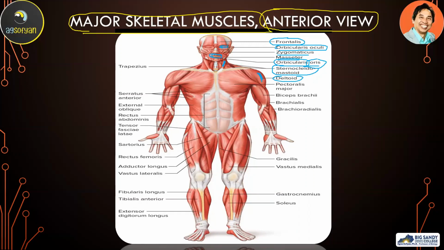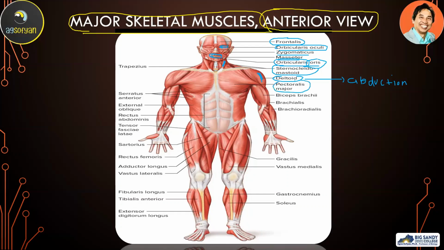Deltoid muscle, this is in the shoulder over here. And when we contract this muscle, what happens? Our arms will be lifted up. Okay, so this is abduction. Okay, so when you abduct your arm, it is actually using mostly the deltoid muscle.